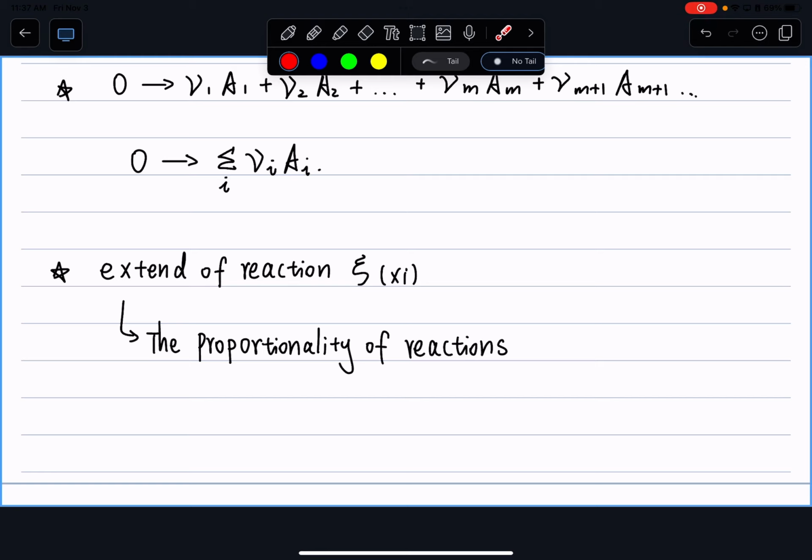And that tells you the proportionality of reactions. Did I get that wrong? I actually don't know how to pronounce it. I call it C all the time. Yeah, so it's a very weird drawing, but it's called C.